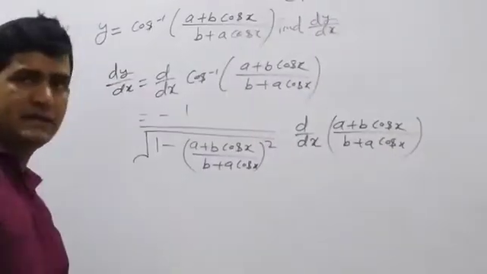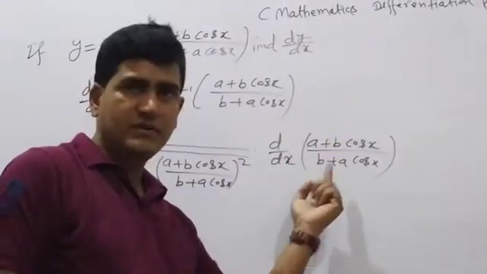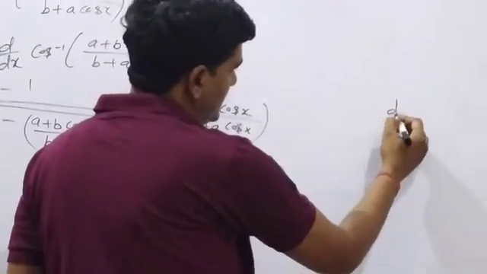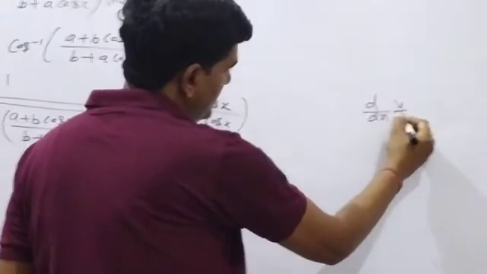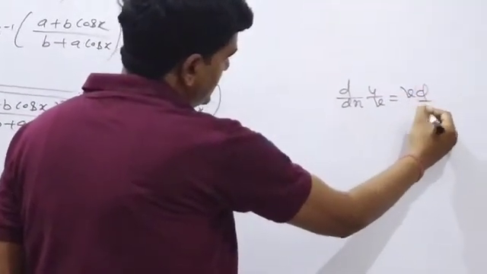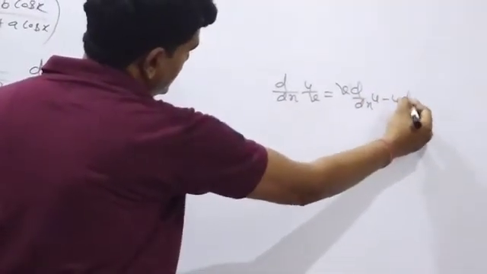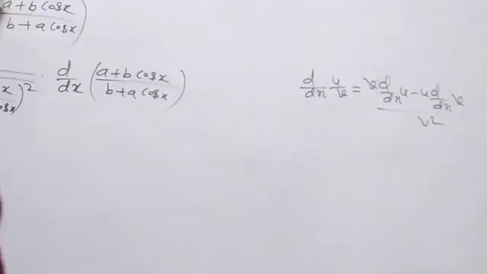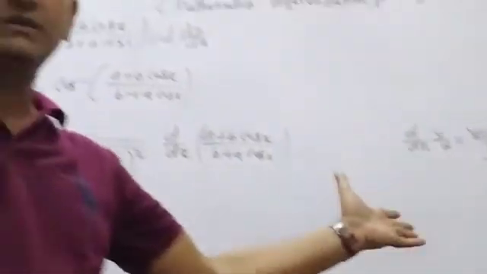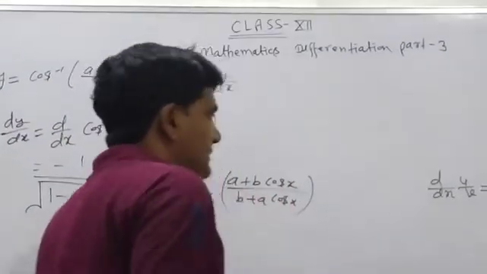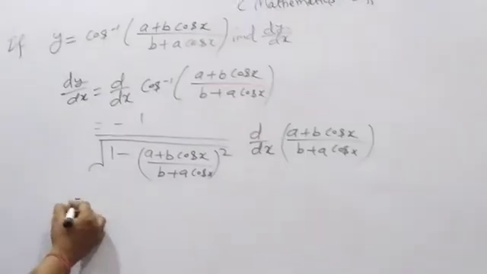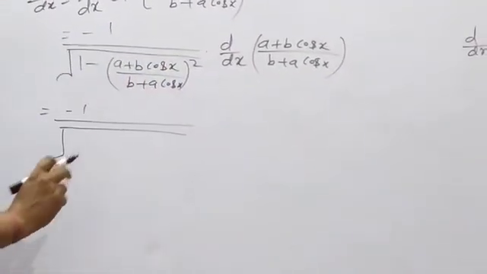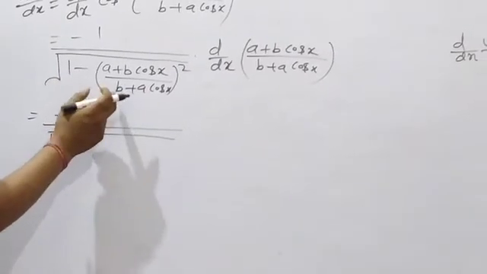Clear? As you know, this is in quotient form, so we have to apply the quotient rule. The formula is d by dx of u by v is equal to what? v into d by dx of u minus u into d by dx of v, whole upon v square. In the first video, all the formulas are written together. Then minus 1 upon under root. Now open the bracket, and taking it together, now going to write directly here.